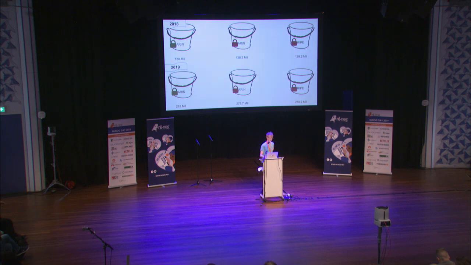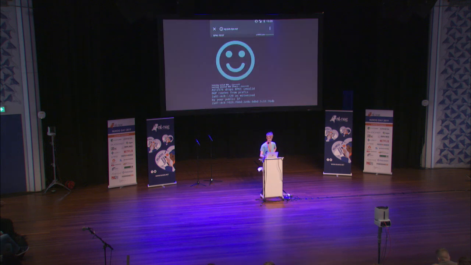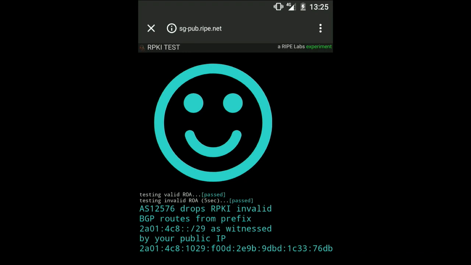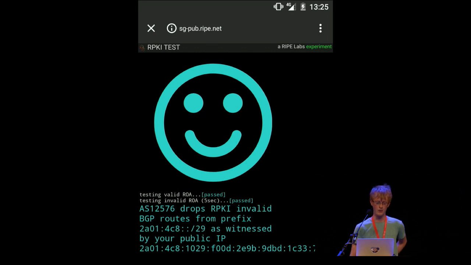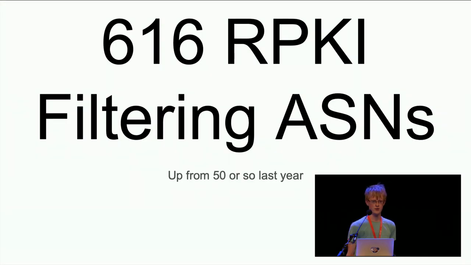Things that we can't test in this methodology, though, are things like CGNAT, which is becoming ever more popular. I noticed the other day on a train that my cell phone provider, one of the biggest cell phone carriers in the UK, is now dropping RPKI invalids, which is surprising because I had heard nothing about it. I just think they silently did it, or maybe they're about to announce it. Who knows? So in total, we now have 616 RPKI filtering ASNs, which is a massive improvement from 50 last year.